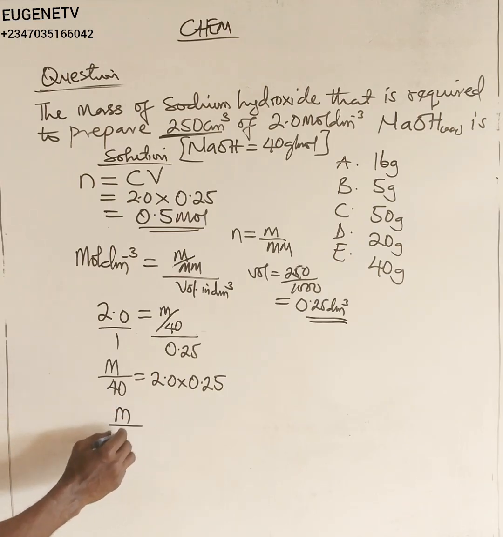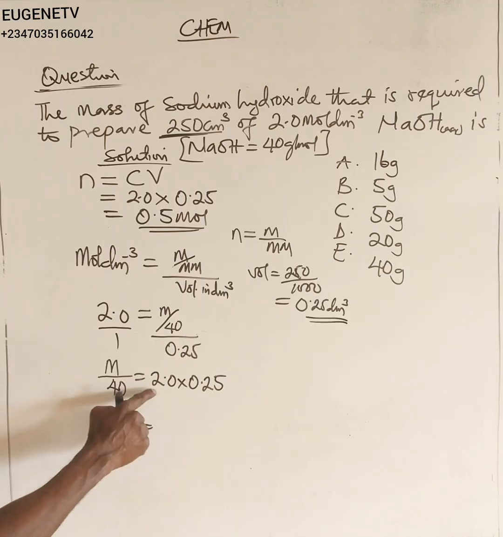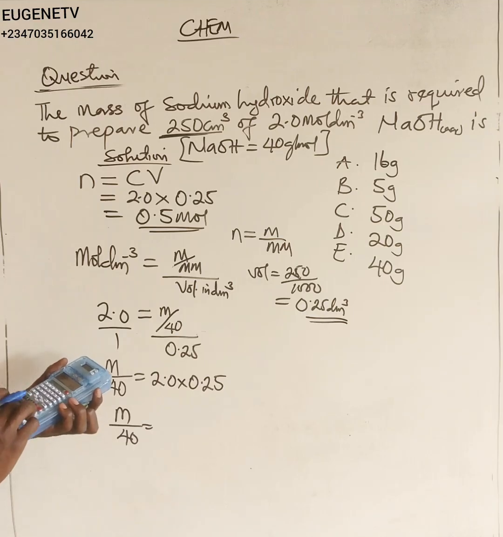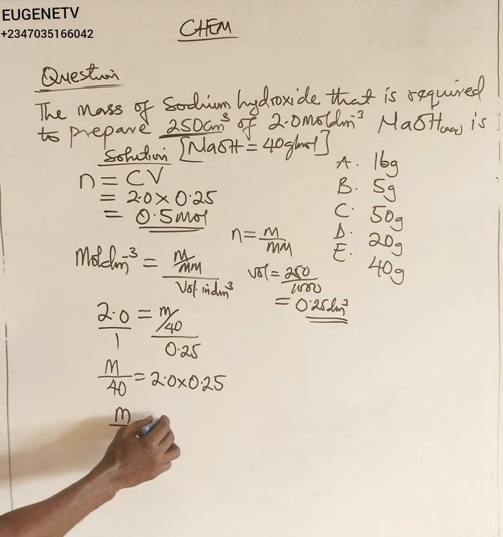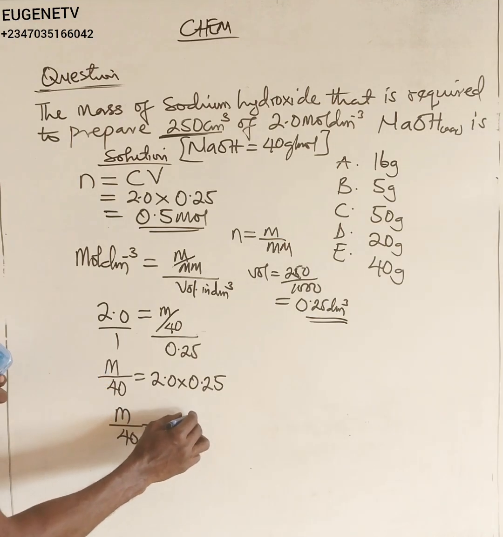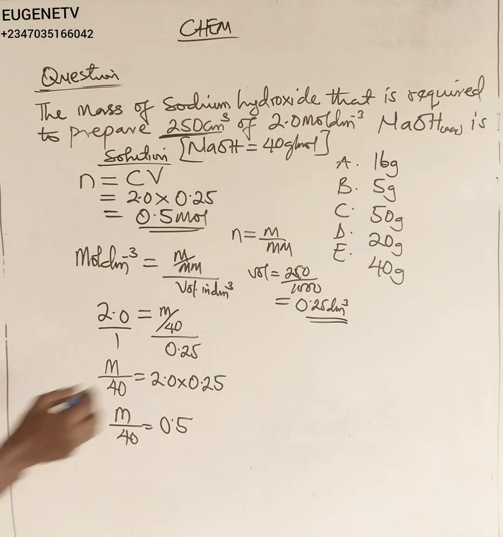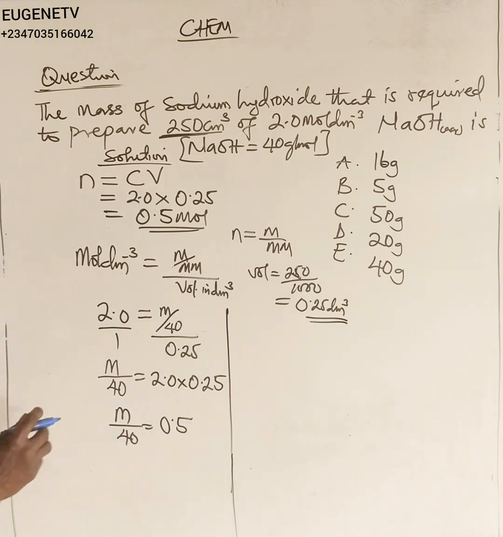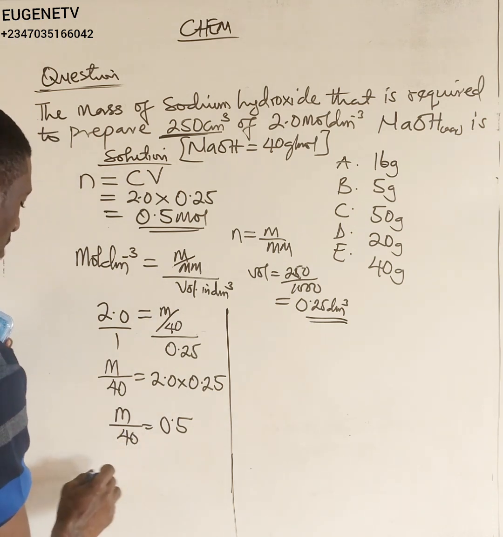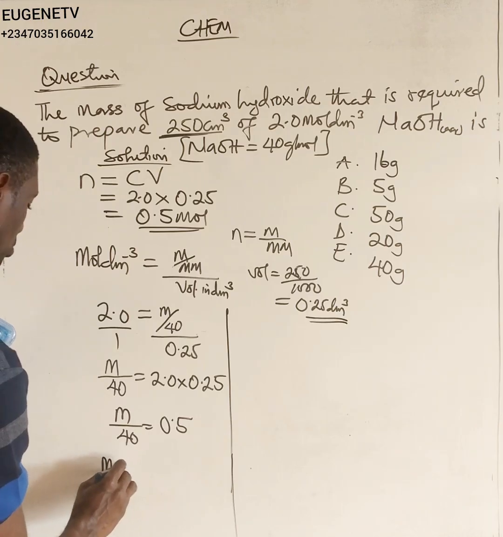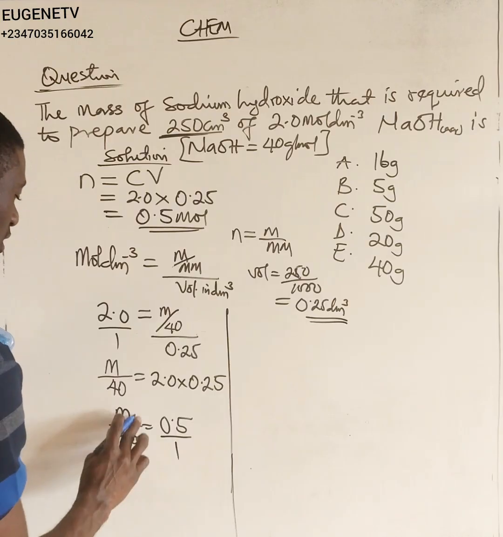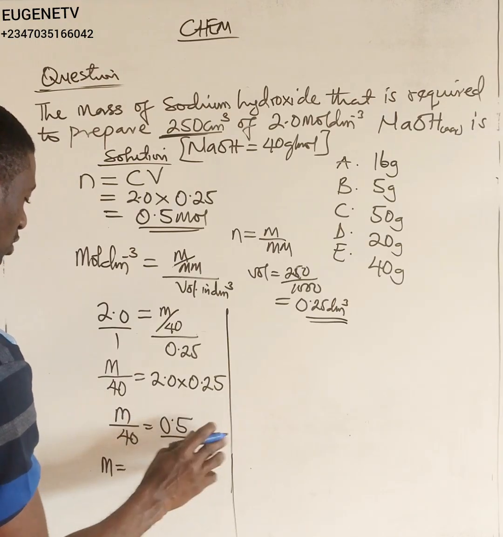We'll come down again. Mass all over molar mass, which is 40, is equal to 2.0 times 0.25, which is going to give us 0.5. Let me divide our board this way. So, what is now the mass? Our mass is going to be 40 times this, because we are cross multiplying. It is the same thing as making this one a fraction and then we cross multiply.